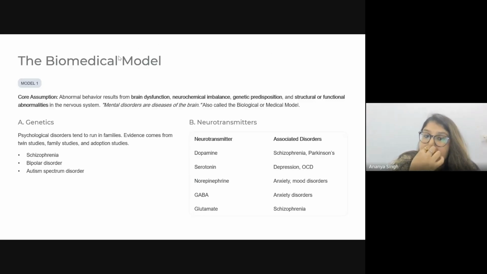The neurotransmitters that are mainly associated with the biomedical model, or with brain dysfunction or psychopathology, are dopamine. Too much is schizophrenia, too little is Parkinson's.